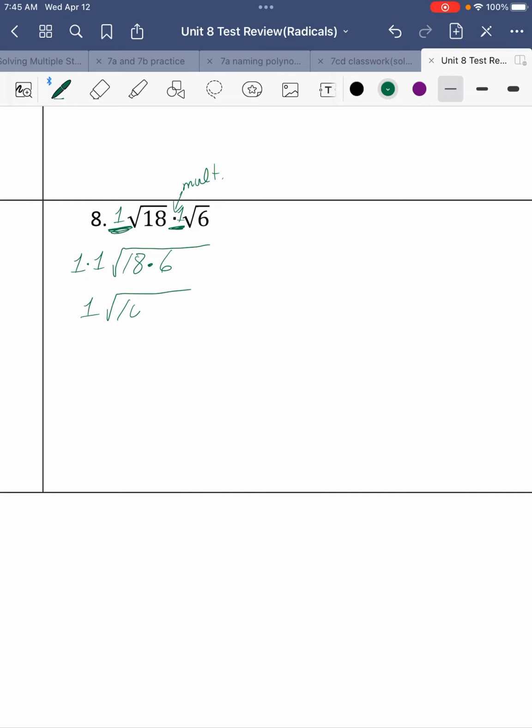So 18 times 6 is 108. And now we break that down into, let's see, 54 and 2. And that's 9 and 6, 3 and 3. 6 is 3 and 2. And then that breaks down. We have a 1 on the outside. You don't actually need the 1. We have 2 times 2 times 1.